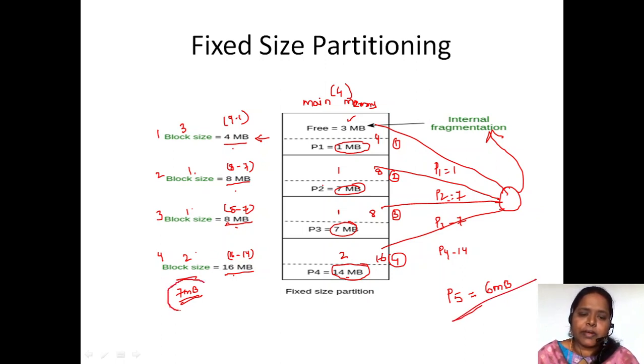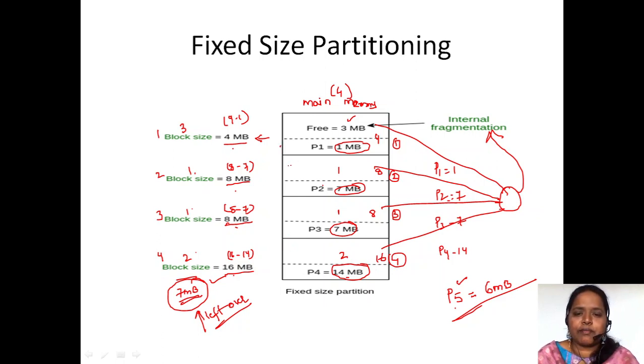How much memory is left over in total? Leftover memory is 7 MB. But P5 needs only 6 MB. Can I allocate this P5 onto the leftover spaces? No. Why? Because all the leftover spaces are not contiguous.